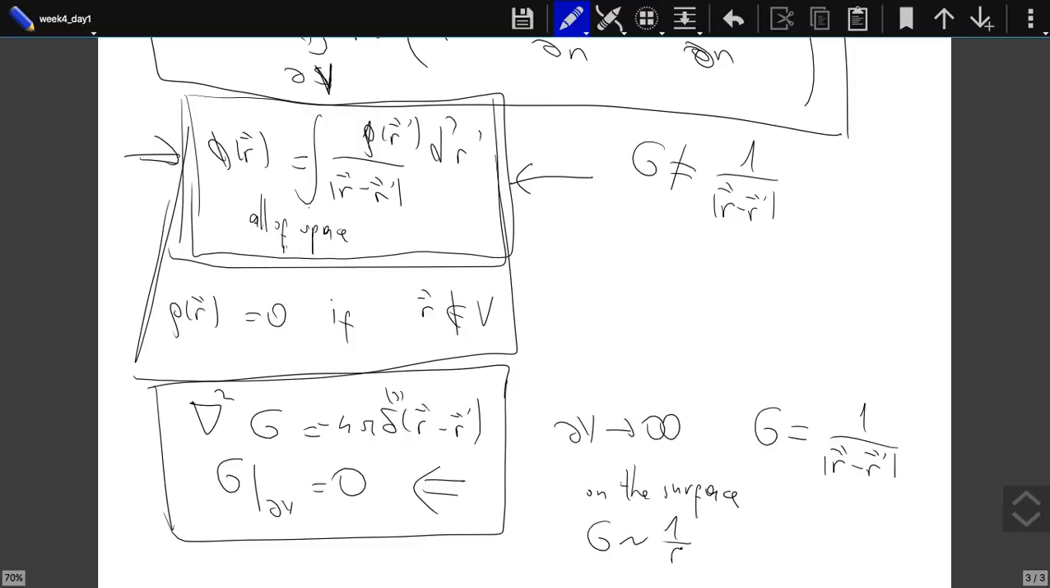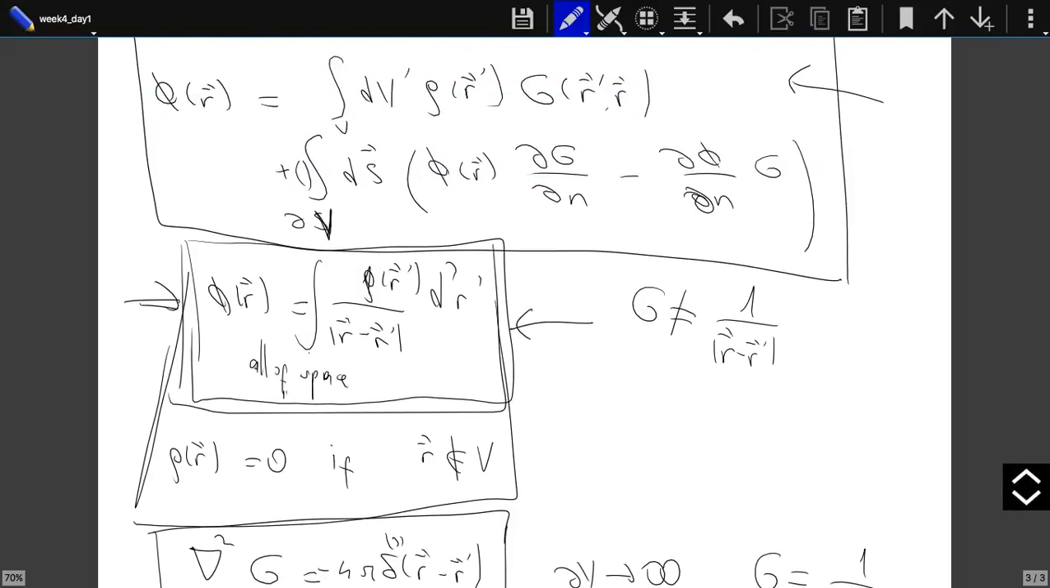G goes like 1 over R. It has to. So its derivative should go as 1 over R squared. Now you see, G goes to 1 over R. Derivative of G goes to 0 as 1 over R squared.